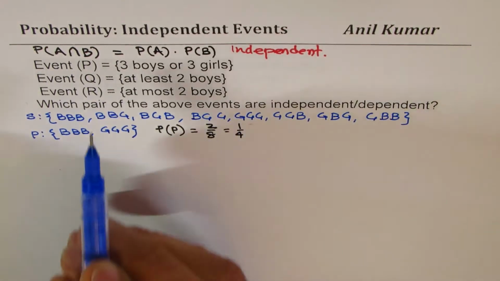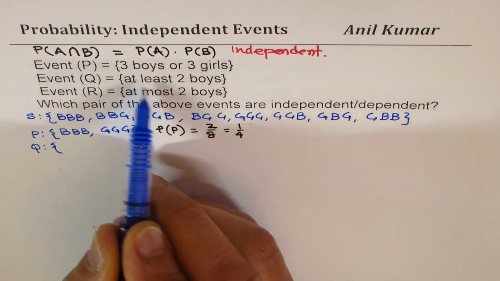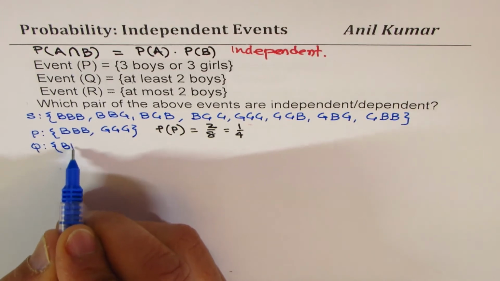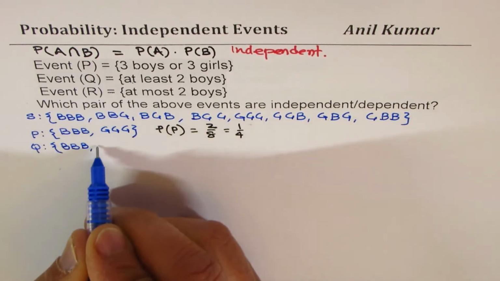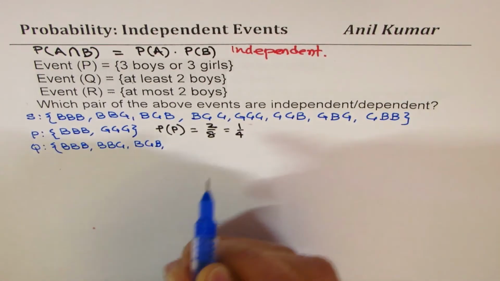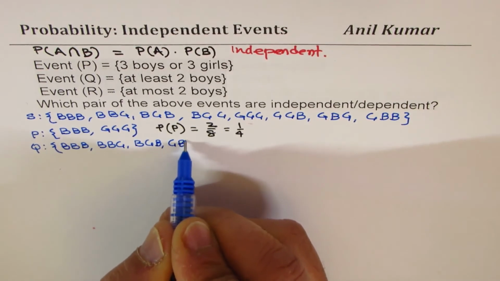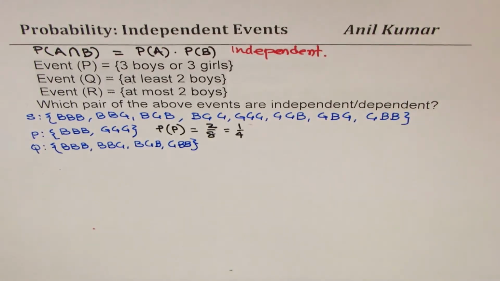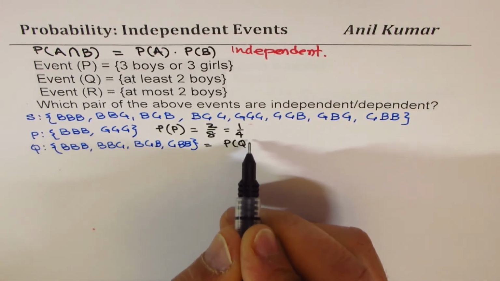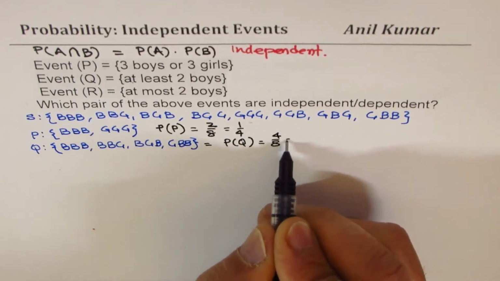Now let's look into the event Q. So the event Q is at least 2 boys. That means 2 or more, right? So 3 boys or 2 boys, girl, boy, girl, boy, 2 boys, right? Okay. Now here it is the last one, girl, 2 boys. So in this particular case, the probability for the event Q is 4 out of 8, right? 4 out of 8, which is half.